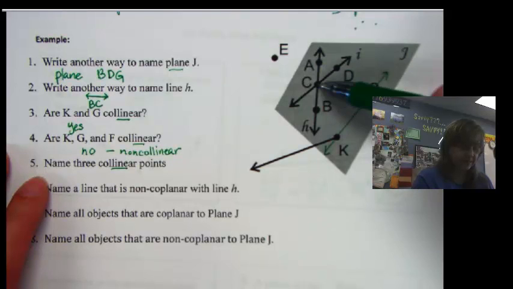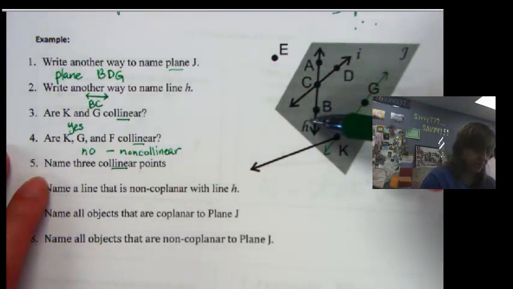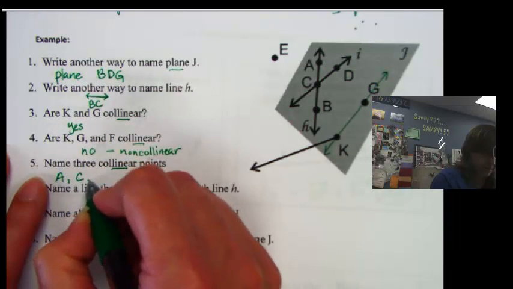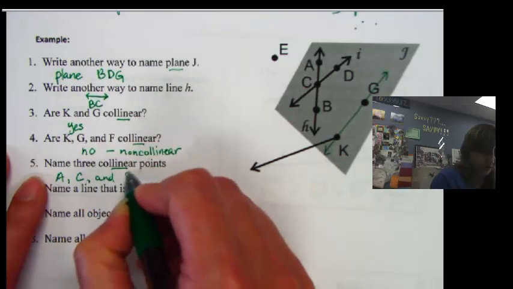I think this is our only shot right here. I see point D, C, and A. They're all on line H. Those would be collinear points, a set of 3. So I would write points A, C, and B. And the order I write those in doesn't matter.